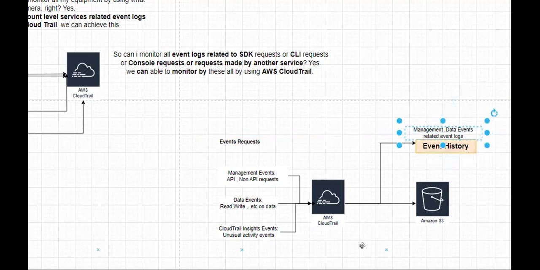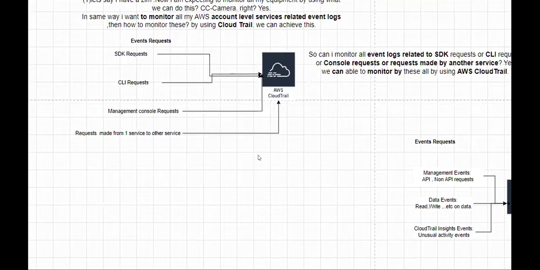Where will CloudTrail Insights events data be stored? It will be stored under a folder of an S3 bucket. CloudTrail Insights events logs will be stored under one of the folders under the S3 bucket. So this is where the events will be stored. I hope you understood this.